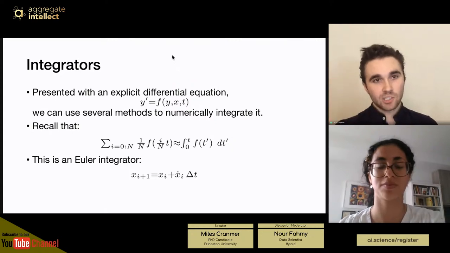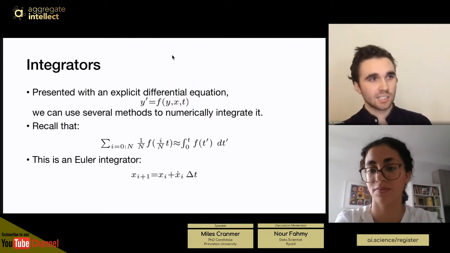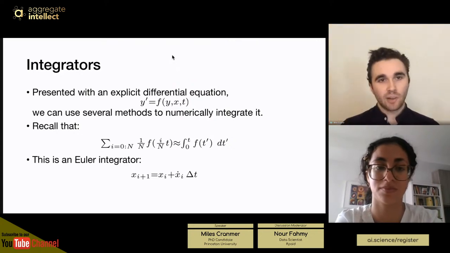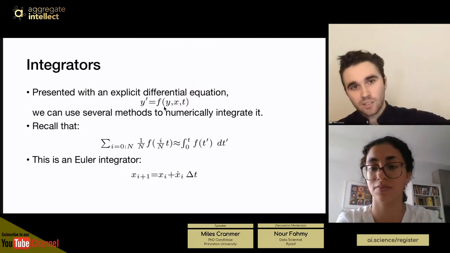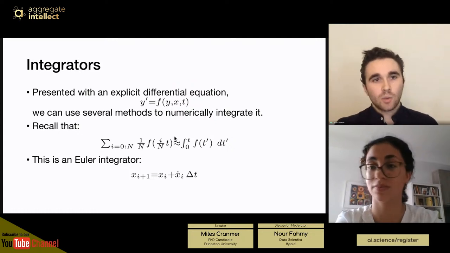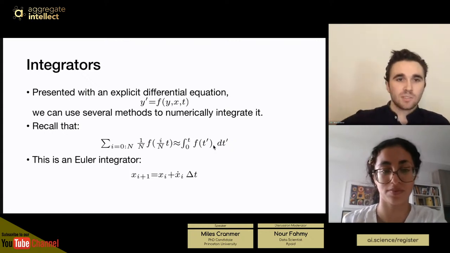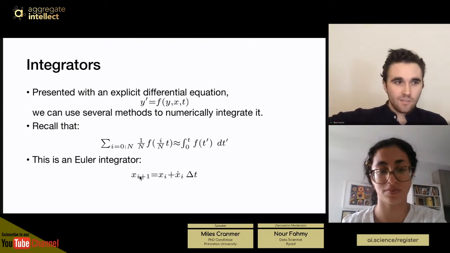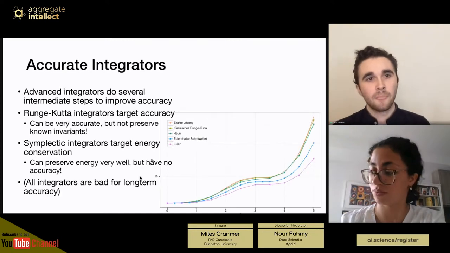So once you have these differential equations, where you know what the acceleration is and what the velocity is as a function, then you can put it through a numeric integrator. You can use several methods to numerically integrate it. If you know the y derivative as a function of y, x and t, this is like the Euler integrator: you take steps, and every step you add the velocity times the time step to the position to give you the next position. That's the simplest integrator, called an Euler integrator.